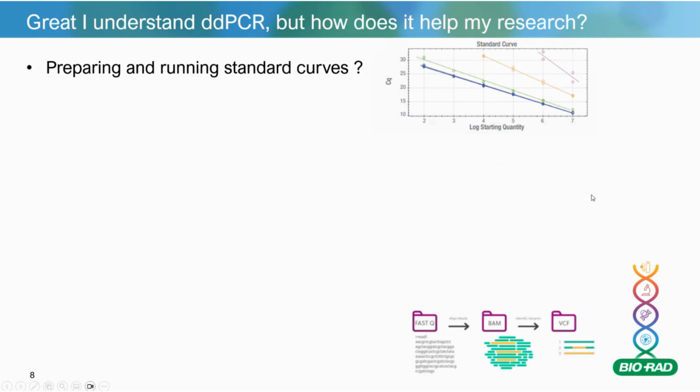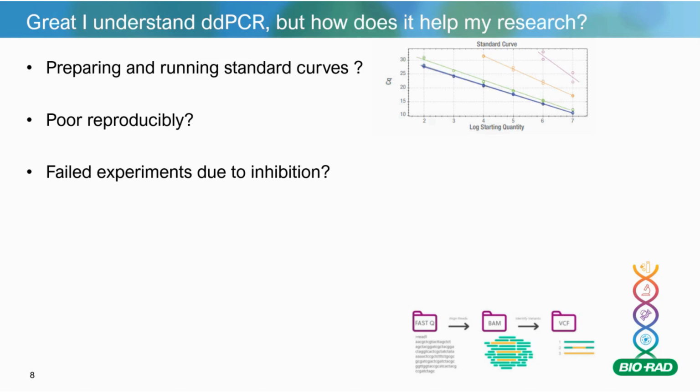Great. So I understand ddPCR. I understand Droplet Digital PCR to a degree, but how does it help my research? Well, do you like running standard curves? I assume probably not. Do you enjoy having low reproducibility? What do I mean by that? I mean, if someone runs a real-time experiment in this lab and then they run it in a different lab with a different supermix or a different system, they might get some slightly different answers.